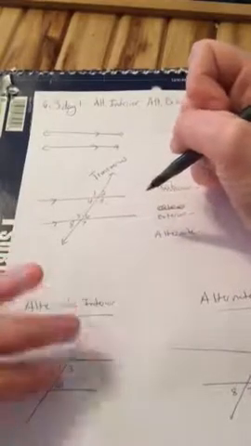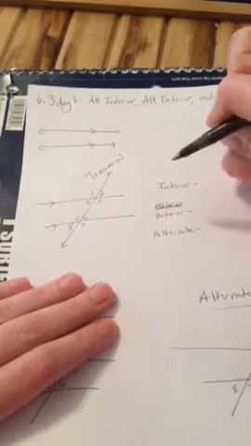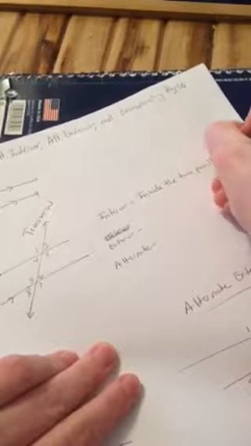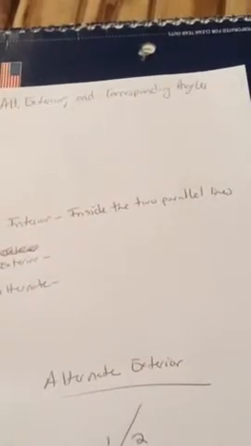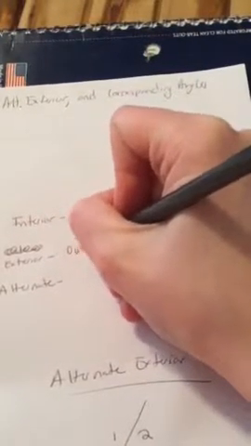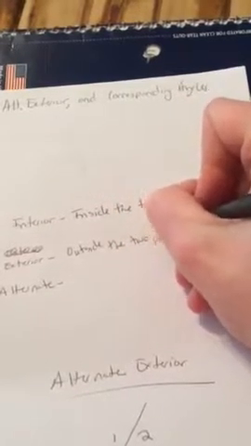Now, with this, I have interior angles, and interior usually means inside. So interior is inside the two parallel lines. And I'll zoom in on that. So interior just means inside the two parallel lines. Exterior usually means outside, so it's going to be outside the two parallel lines.